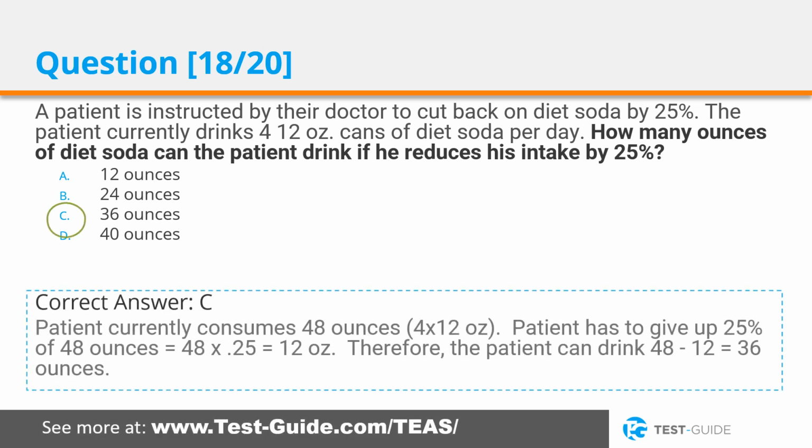Correct answer C. The patient currently consumes 48 ounces, 4 times 12 ounces. The patient has to give up 25% of 48 ounces, which equals 48 times 0.25 equals 12 ounces. Therefore, the patient can drink 48 minus 12 equals 36 ounces.